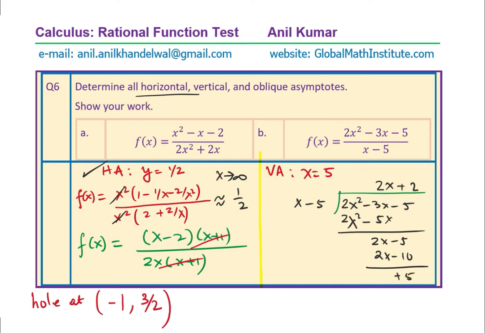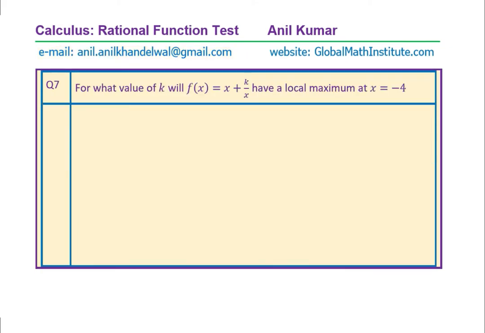So we have an oblique asymptote also, correct? Which is y equals 2x plus 2. You get the idea. That is how we are going to answer this question. I hope concepts are absolutely clear at this stage. You can always send an email and contact me to understand the topics better. Let's move on and take question number 7 now.